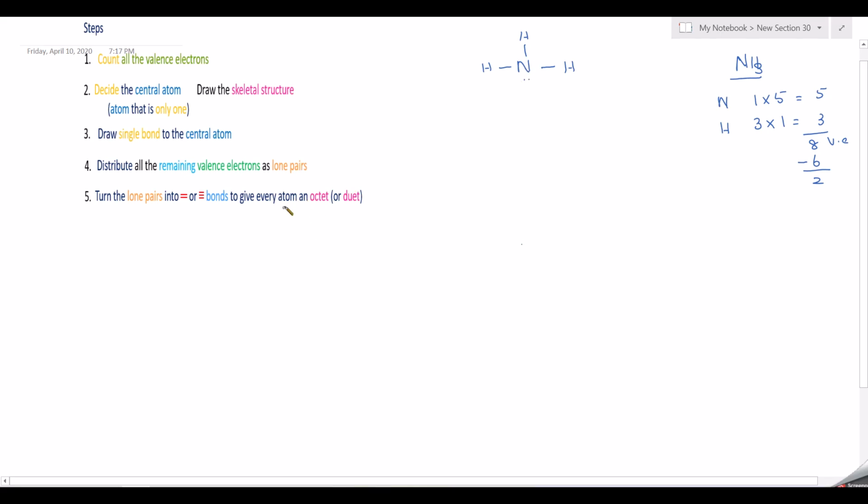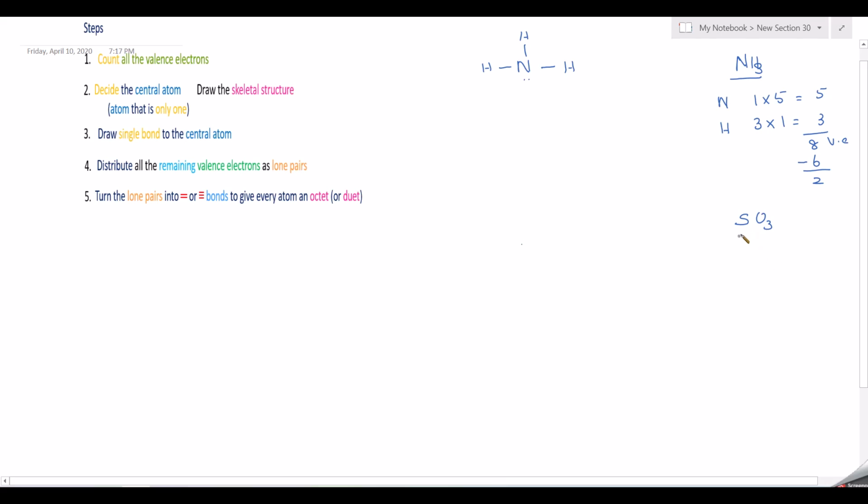Now the last step, you have to check whether every atom gets 8 electrons or not. Hydrogen, 2 electrons they already have. Nitrogen, when you count 2, 4, 6, 8, so totally 8 electrons. So this is the Lewis dot structure for ammonia. The next we will take sulfur trioxide, SO3.